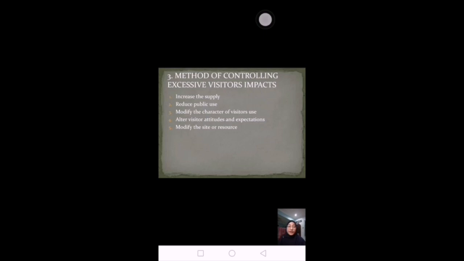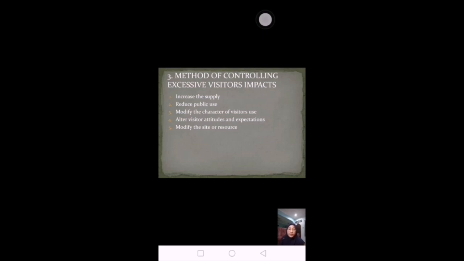Number 1, for example, increase the supply. That means increase the supply of recreational opportunities, areas and facilities to accommodate increased demand. Number 2, reduce public use at specific sites, in individual management zones or throughout the park.